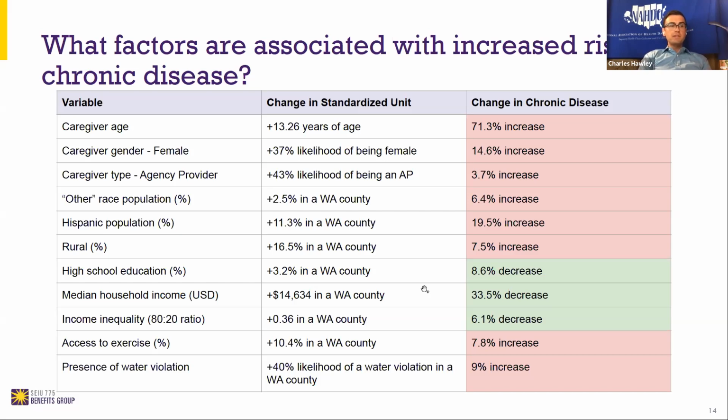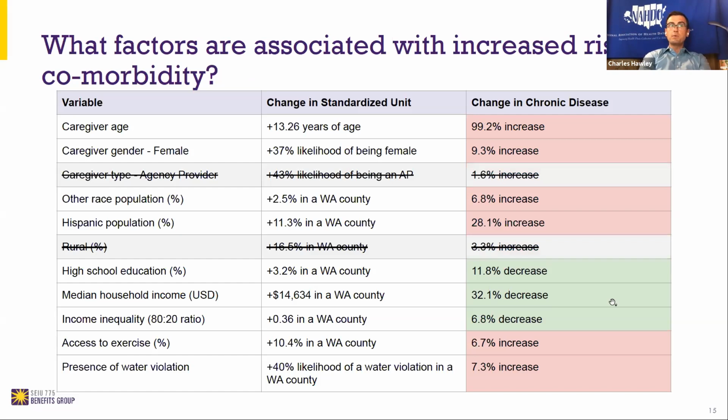A couple of things that I would note here, because I'm getting close to time, is that there are some unexpected results. For example, with income inequality, the income inequality ratio is the household income at the 80th percentile divided by the household income at the 20th percentile. An increase implies increased income inequality. However, an increase in income inequality seems to cause a decrease in chronic disease. And the same is true with access to exercise. So some of these are a little bit counterintuitive, but you'll notice that the others tend to fit with what we think. And those two actually hold between both the chronic disease model as well as the comorbidity model.